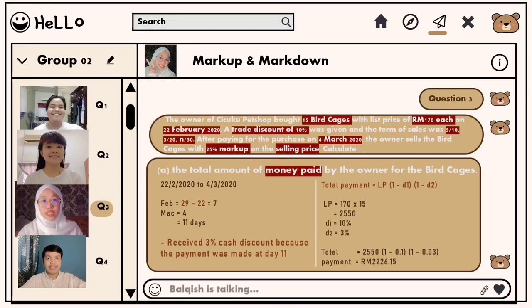So, for question 3, we want to find the total amount of money paid by the owner for the bird cage. First of all, we must know whether the owner gets the discount or not. Then, we use the formula total payment, which is list price times 1 minus first discount times 1 minus second discount. Before we proceed to the formula, we need to find the list price, which means the total cost for 15 bird cages. Lastly, we got RM2,262.15.